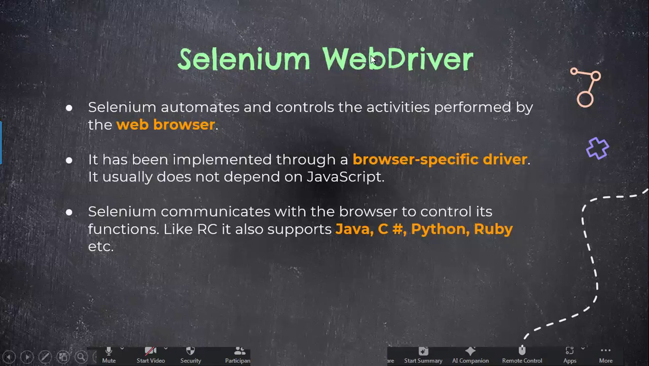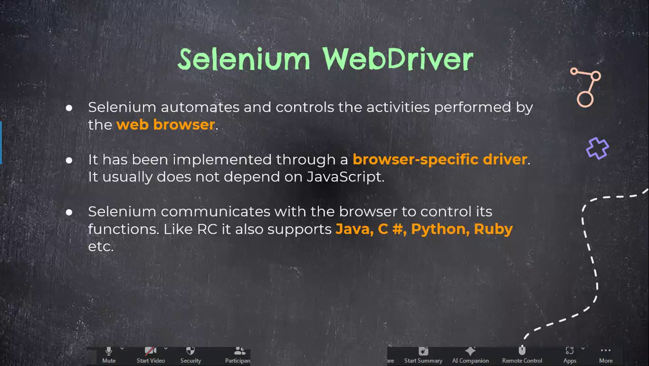WebDriver. What is called WebDriver? Selenium automates and controls the activities performed by the web browser. What activities are we doing in the browser? Can anyone tell me? We are clicking, entering the text, dragging, scroll up, scroll down. Everything we need to automate. Selenium automates. We can automate everything, and control the activities performed by the web browser.